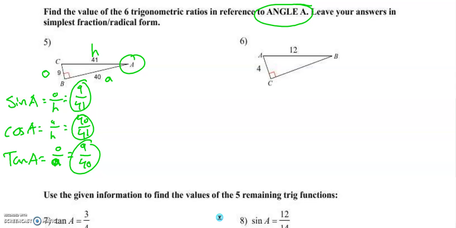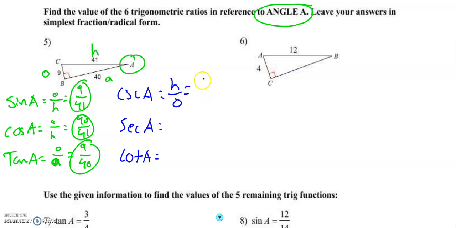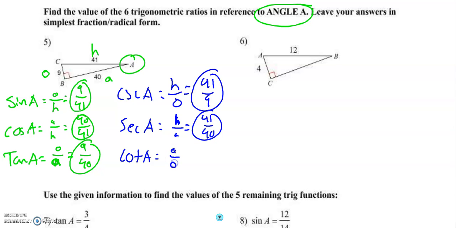All right. Now you need to do cosecant, secant, and cotangent. Cosecant, remember that is the reciprocal of sine, so it's now h over o, which is 41 over 9. For secant of angle A, that is your hypotenuse over the adjacent side, and that's 41 over 40. And then cotangent is your adjacent over opposite of angle A, and that is 40 over 9. So now you can complete number 6 on your own.